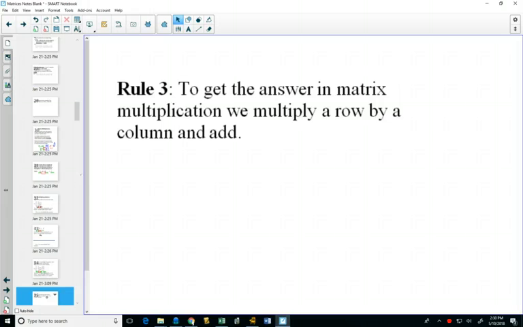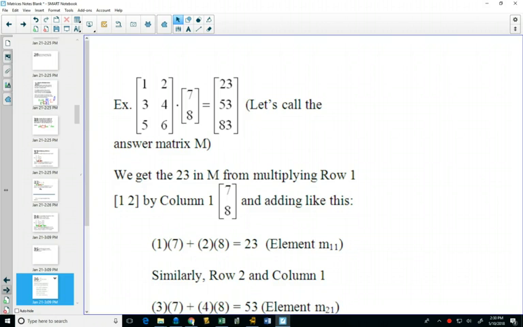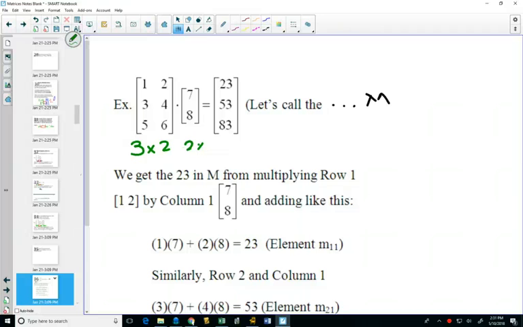Rule number 3, to get an answer, you multiply a row by a column and add. Well, we're going to color code things here. Okay? So, again, let's call this answer matrix M. Again, I'm going to write this out every single time. So this is a 3 by 2 multiplied by a 2 by 1. These middle numbers are the same, resulting in a 3 by 1.